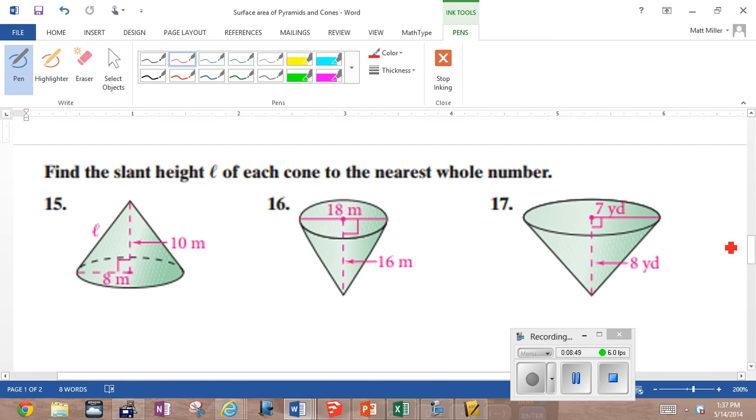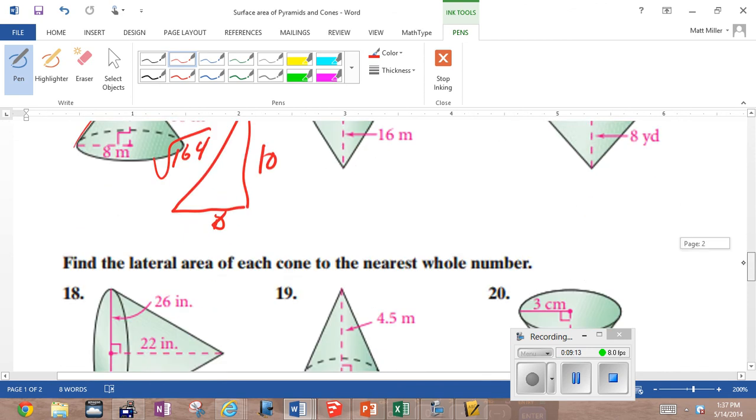Here you're going to have to go through Pythagoras to find the slant height. Of course, with Pythagoras, watch out. This, at first glance, looks like a 6, 8, 10, but it can't be. So then this would be using Pythagoras, the square root of 164, which would be the slant height. So basically that's the process.